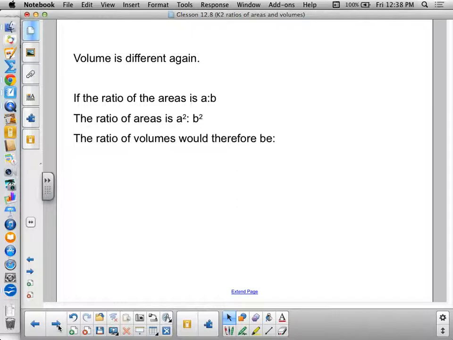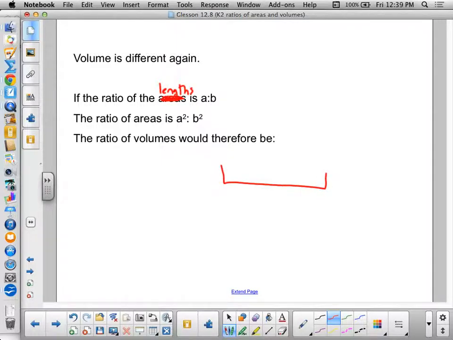Volume just adds one more level to this. If there shouldn't be a ratio of areas here, that is a typo. If the ratio of the lengths is a to b, then the ratio of areas is a squared to b squared. What would the ratio of the volumes be, do you think? And that's the question I want you to answer. It's a very simple question.